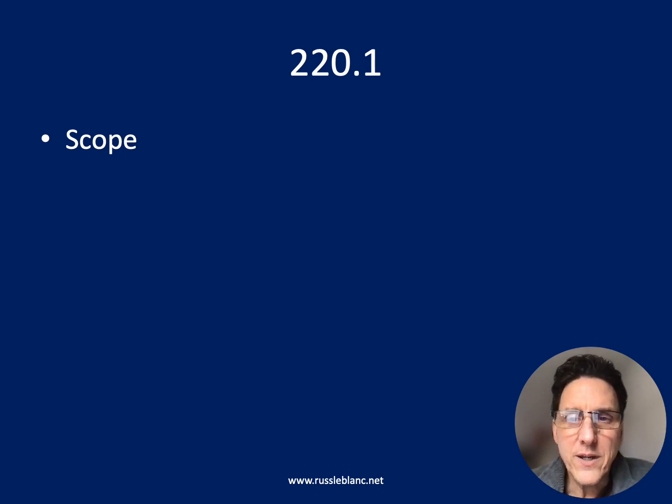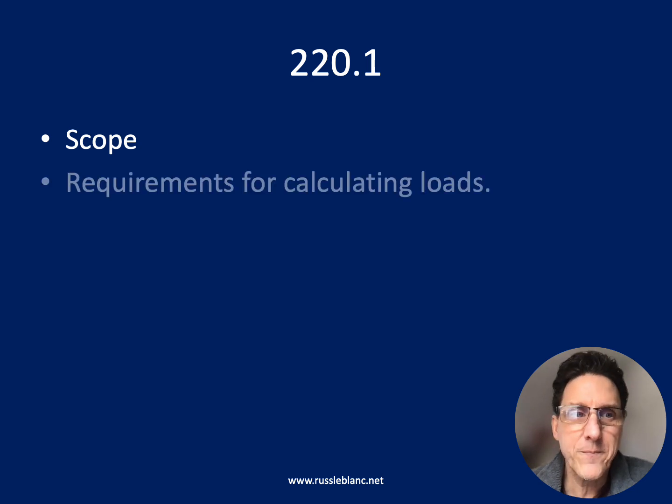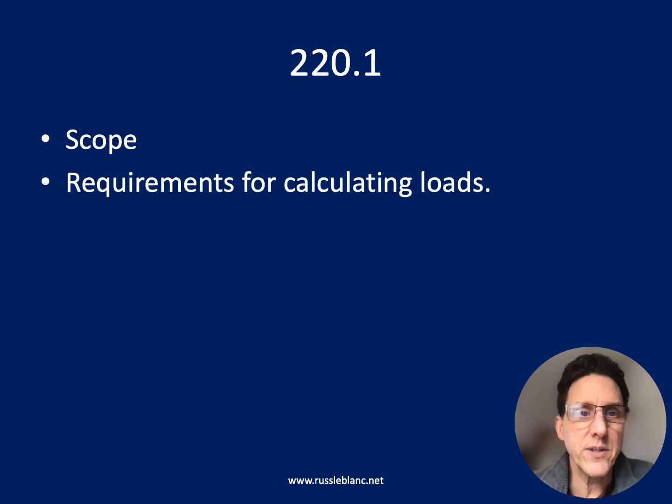All right, so if we take a look at that, 220.1 says this article provides requirements for calculating branch circuit, feeder, and service loads. That's it. It's just for calculating loads. Can't size wires, can't size breakers. You have to leave Article 220 to do that. All right, so it's just for calculating loads.